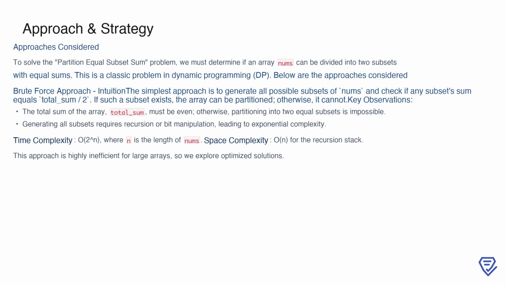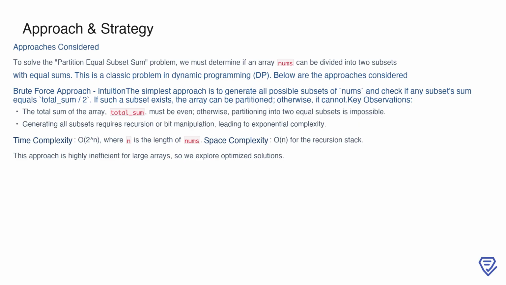To solve the Partition Equal Subset Sum problem, we need to determine if the array can be split into two subsets with equal sums. This challenge is a well-known dynamic programming problem, but let's start by considering the brute force approach. The idea here is simple: generate all possible subsets of the array and check if any subset has a sum equal to half of the total sum of the array. If such a subset exists, the array can be partitioned.